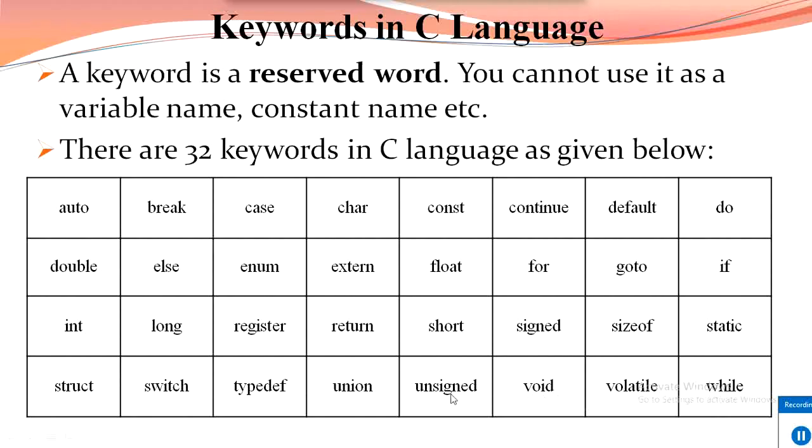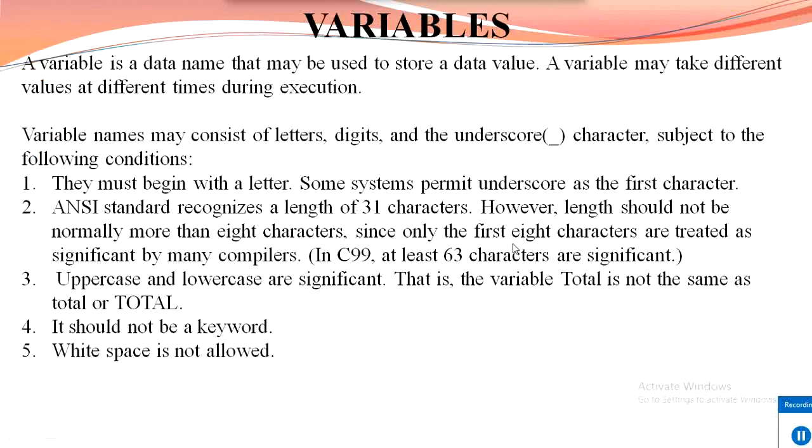volatile, while. All these words are reserved for certain meanings in the C language, so they can never be used either as a variable or a constant. Other than that, we can use any word, special character, or number. But we cannot use these keywords as a variable or constant.